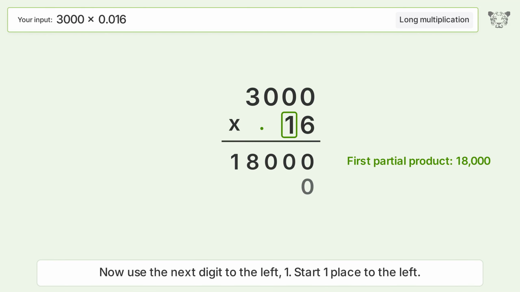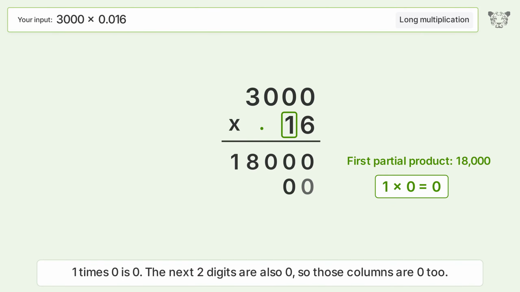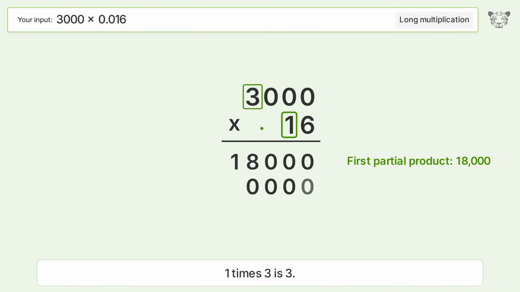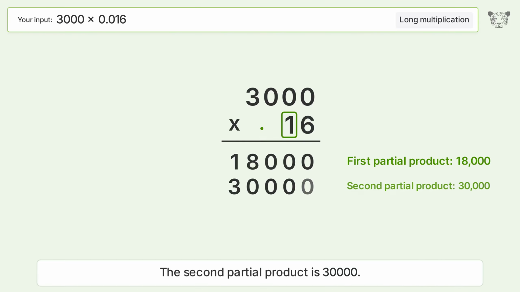Now use the next digit to the left, 1. Start one place to the left. 1 times 0 is 0. The next two digits are also 0, so those columns are 0 too. 1 times 3 is 3. The second partial product is 30,000.